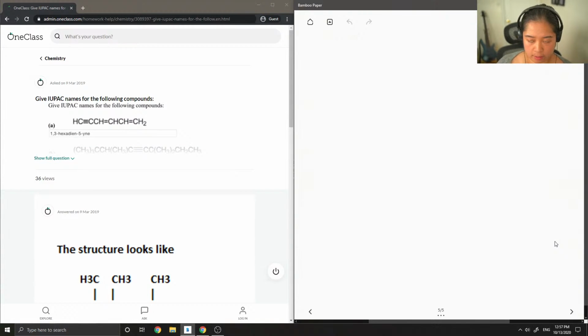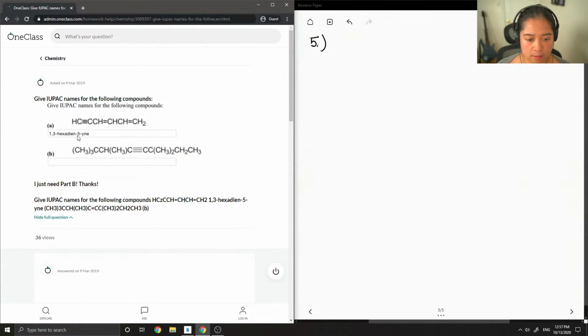Okay, so now on to question number 5. Give IUPAC names for the following compounds. So the first one, the answer is already given. It looks like they just want us to answer part B. But I'll still try to talk you guys through how to answer part A as well. So let's pretend I didn't see what this answer was, and I'm just going to write down the structure for part A.